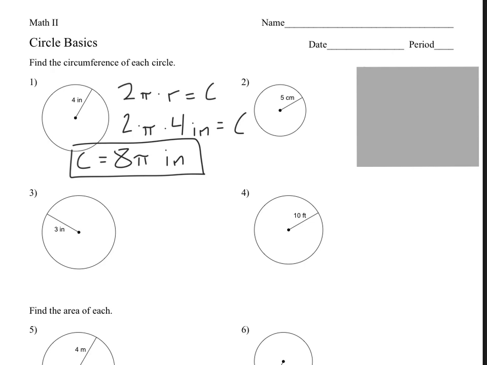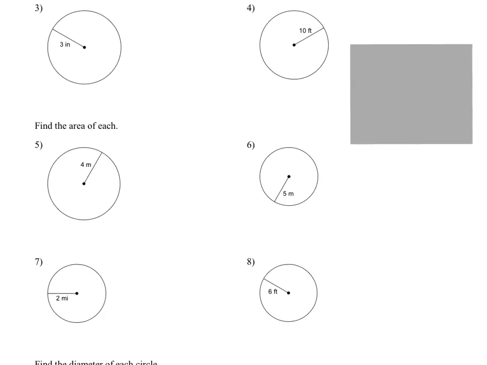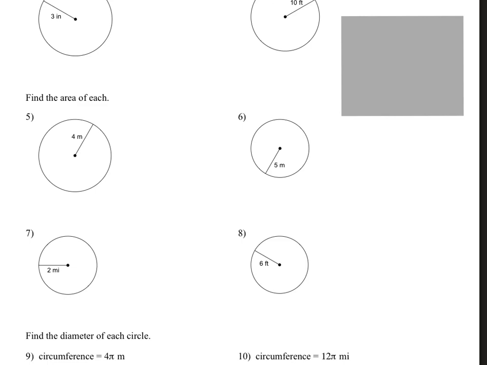Then over here, that's it for 1, 2, 3, and 4. All the same deal. Then on number 5, 6, 7, 8, you're going to find areas of a circle.